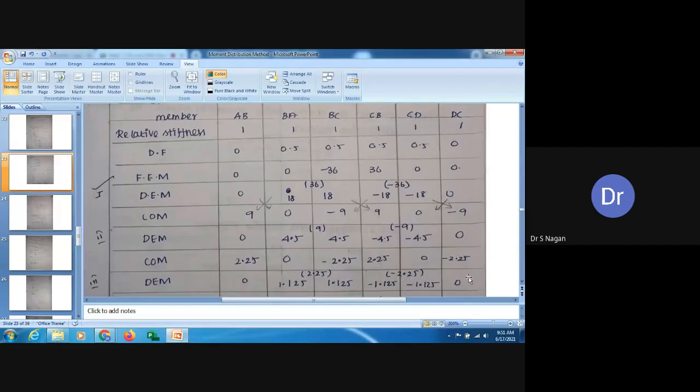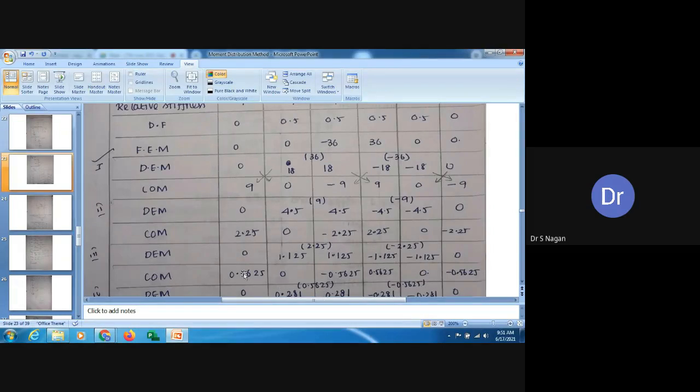Now this completes the third iteration. This completes COM and DEM formation, so there is no horizontal line required between COM and DEM. Then the fourth iteration starts with COM. So COM within member, AB and BA, please put the arrow here. So 0, 0, 1.25 divided by 0.5625. Then here BC, CB, and CD, DC, so 1.25, half of this value, half of this value.